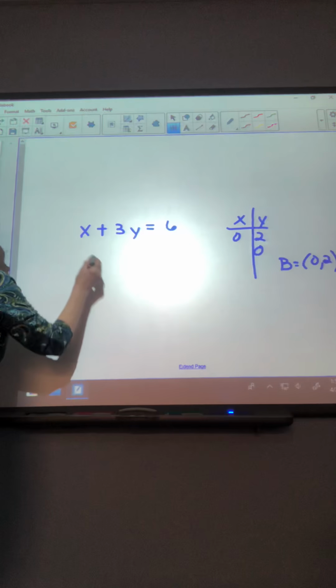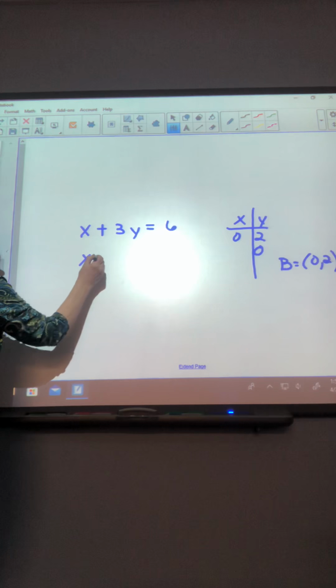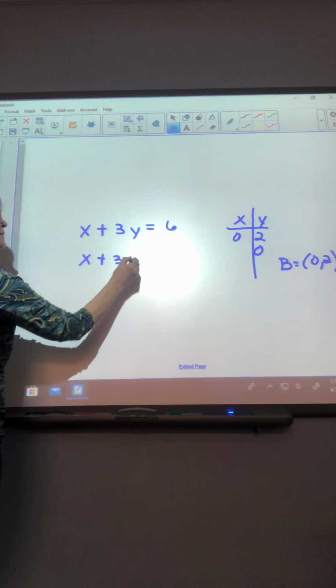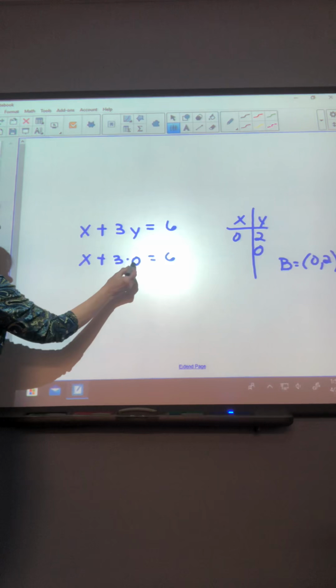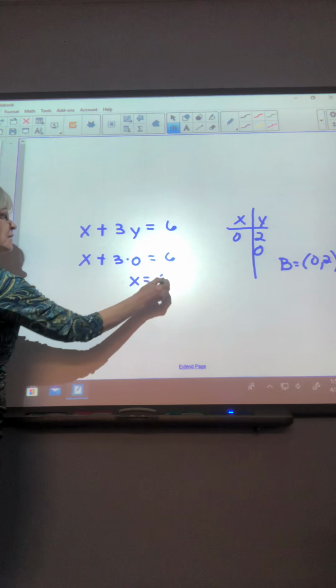So then to find the x-intercept, we can use that same equation, only y is going to be 0, so we're solving for x. x plus 3 times 0 is equal to 6. So 3 times 0 is 0, so then x would equal 6.